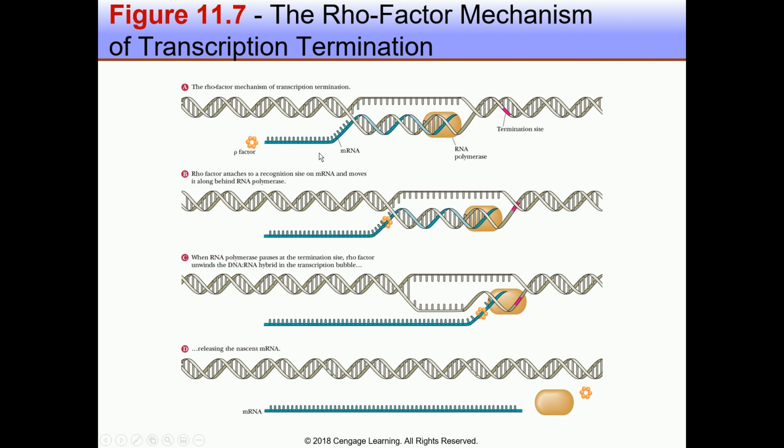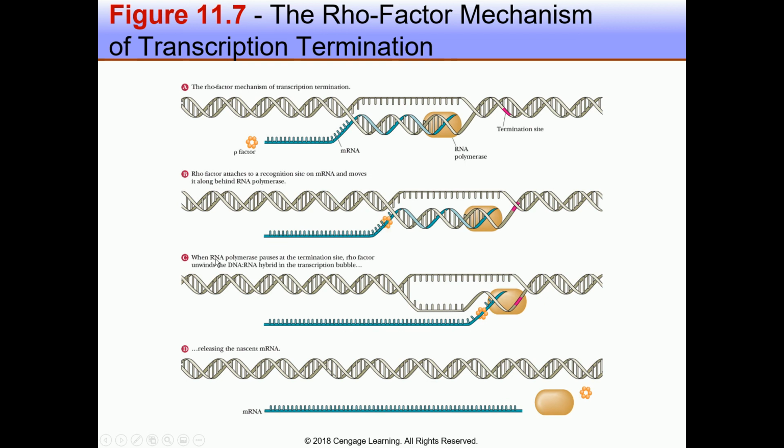So in the rho dependent mechanism, the rho factor attaches to a recognition site on mRNA. So here it is binding here. So this is the mRNA. This is the rho protein. It's binding here and moves along behind the RNA polymerase. So here is your RNA polymerase, it's moving. So this is RNA polymerase, this is rho protein, so it's binding here.